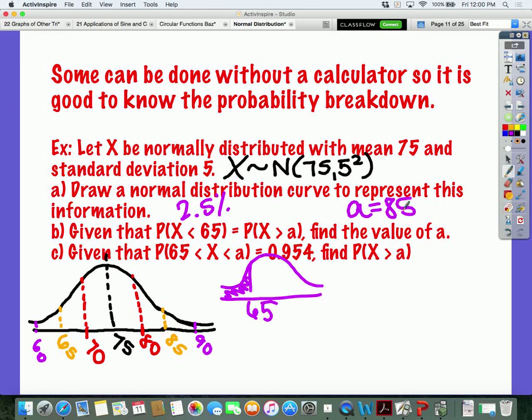So they could just ask you just this part without this. They could just say, what is that probability? You would need to know those breakdowns. Okay? Because 85 has the same probability on the other side, because it was asking you what is the value of A that this probability equals 2.5. They could also ask you something like this.